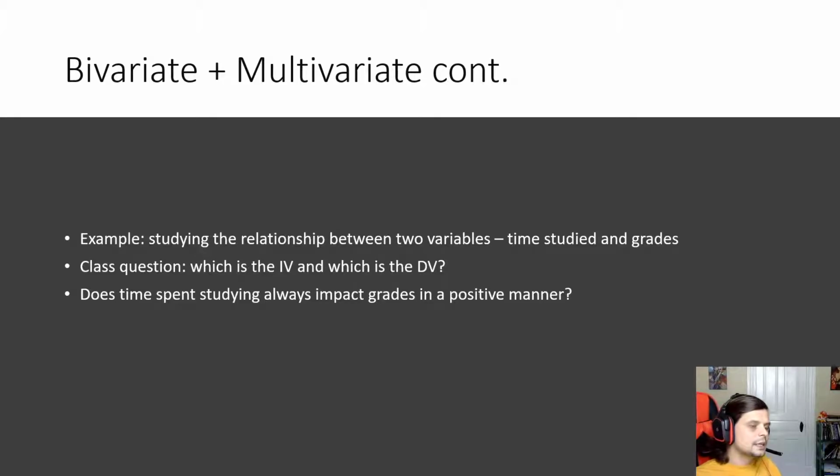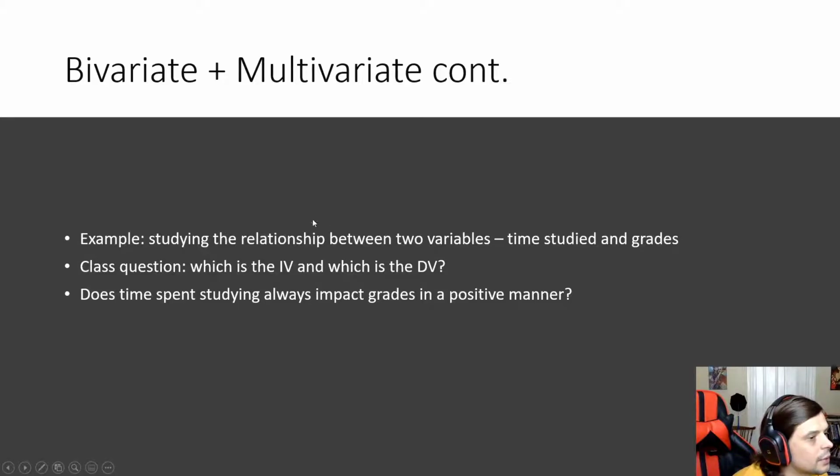So let's get into these variables and this bivariate relationship stuff, okay? So studying the relationship between two variables. You've got time studied and grades. And here's a question in this case. What is the independent variable and which is the dependent variable? Cool. So we have time studied and grades.